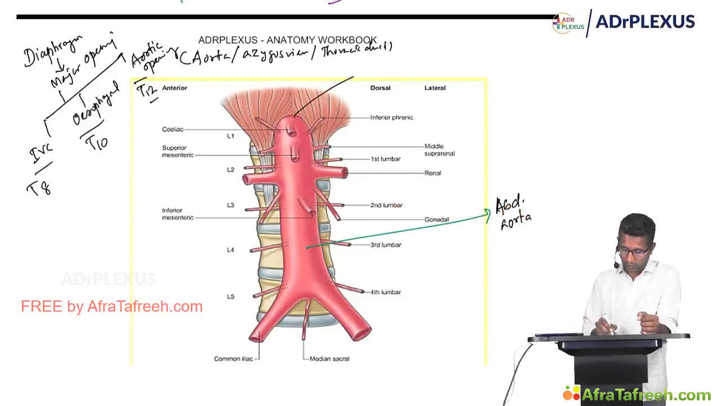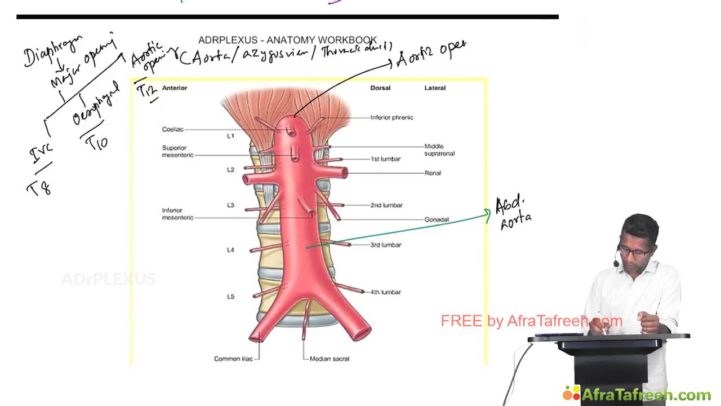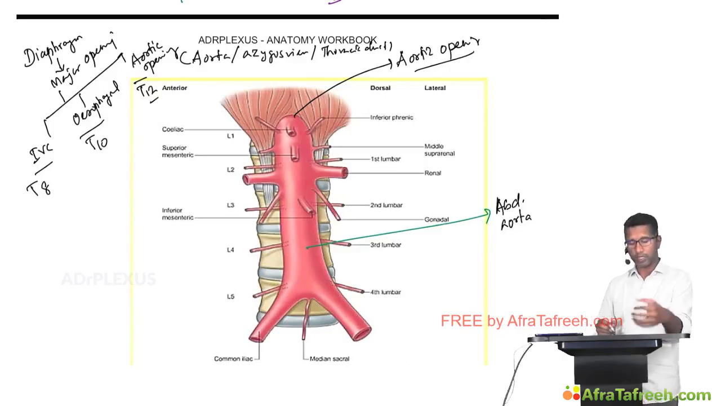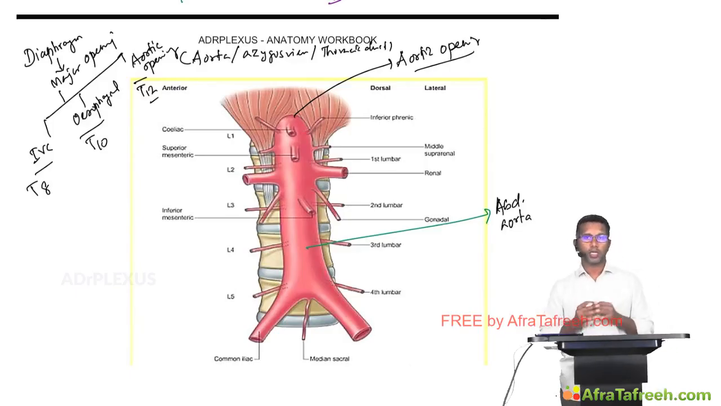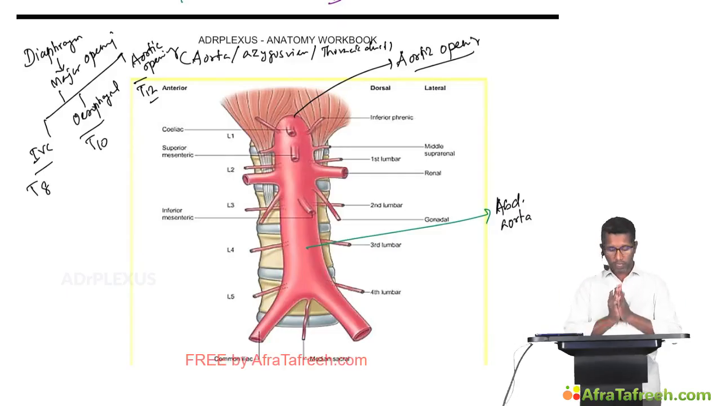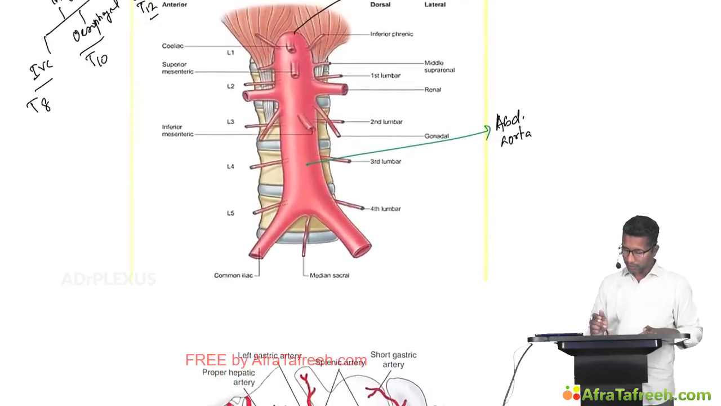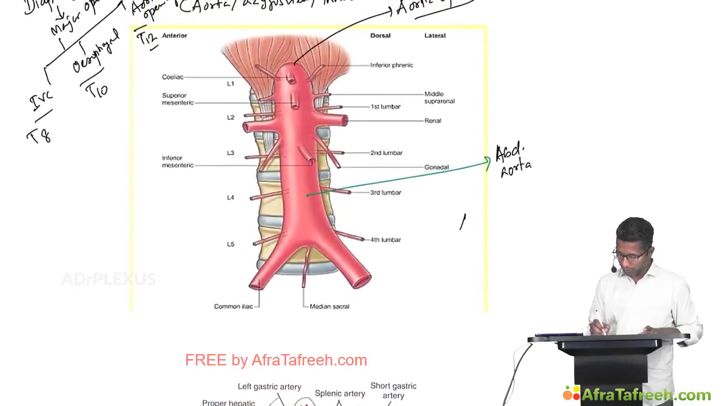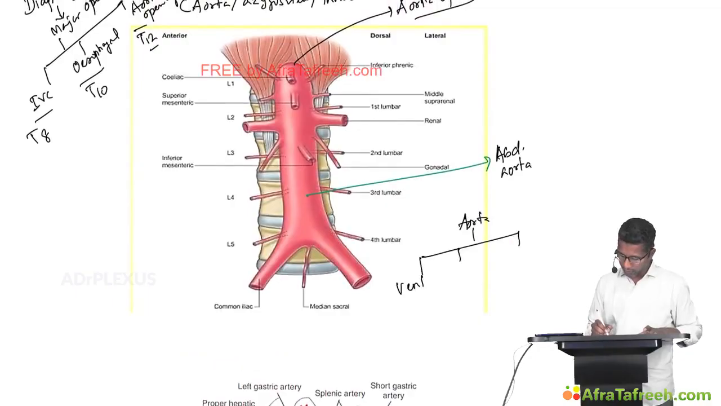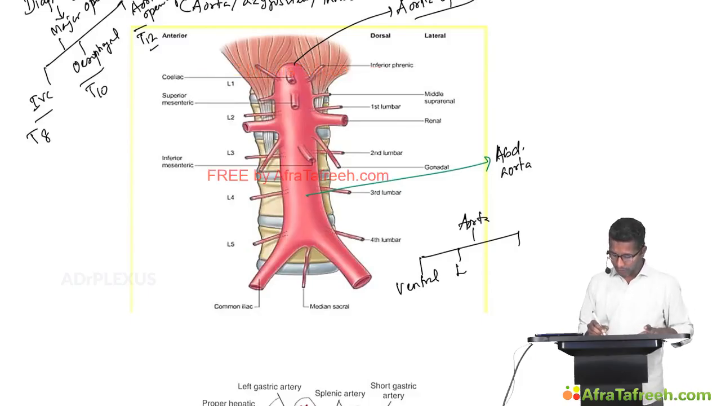So what you see here is the aortic opening, situated at the level of the T12 vertebra, and through it you have the aorta. When the aorta enters the abdomen, it gives a lot of branches. If I want to classify the branches of the abdominal aorta, there are three sets: those arising from the ventral aspect are called ventral branches, those arising from the lateral aspect are called lateral branches, and those arising from the posterior side are called dorsal branches.